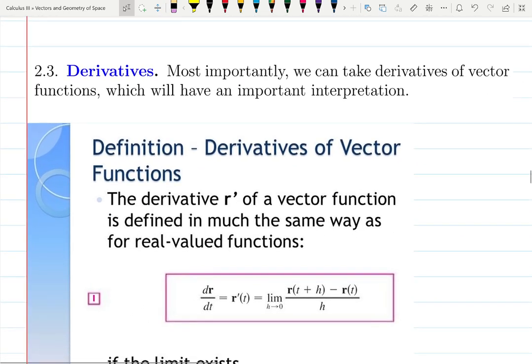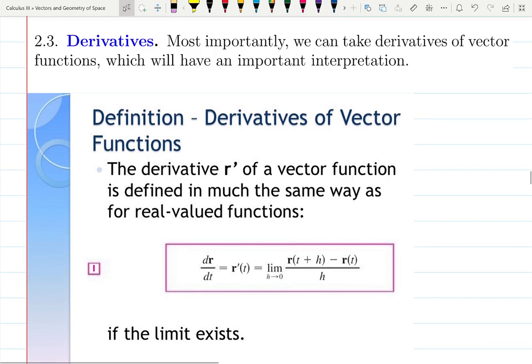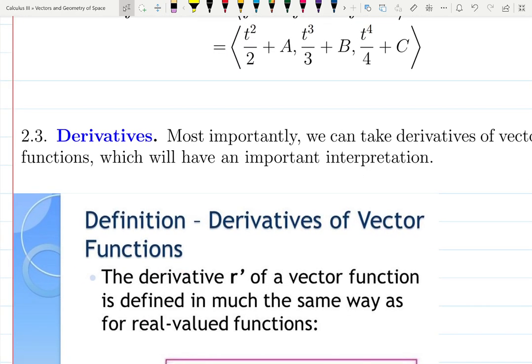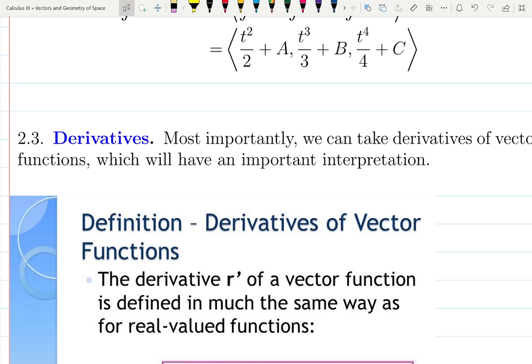Finally, the most important: derivatives. Derivatives are more important than limits and integration. Derivatives do exist with vector functions, and that's what we're going to be doing. We're going to do the chain rule, product rule, and quotient rule.